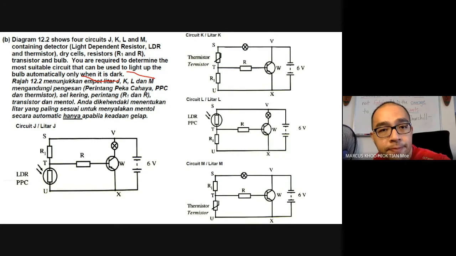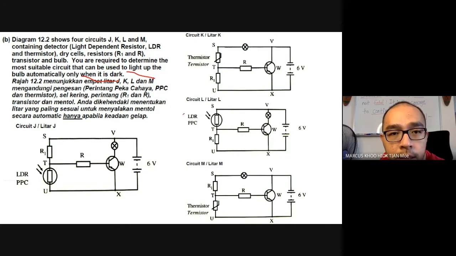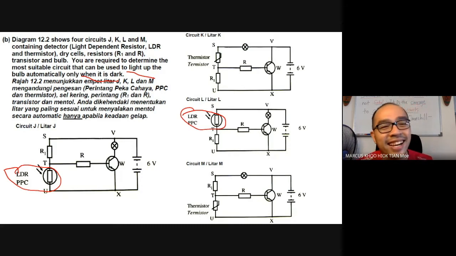Type of detector: LDR. Okay, why LDR? It can detect light. Okay, so she has learned from Michelle's mistake. Can detect light, or you can also say the other reason, which is the resistance is high when it is dark. Okay, resistance is high when it is dark. That's the important one. All right.